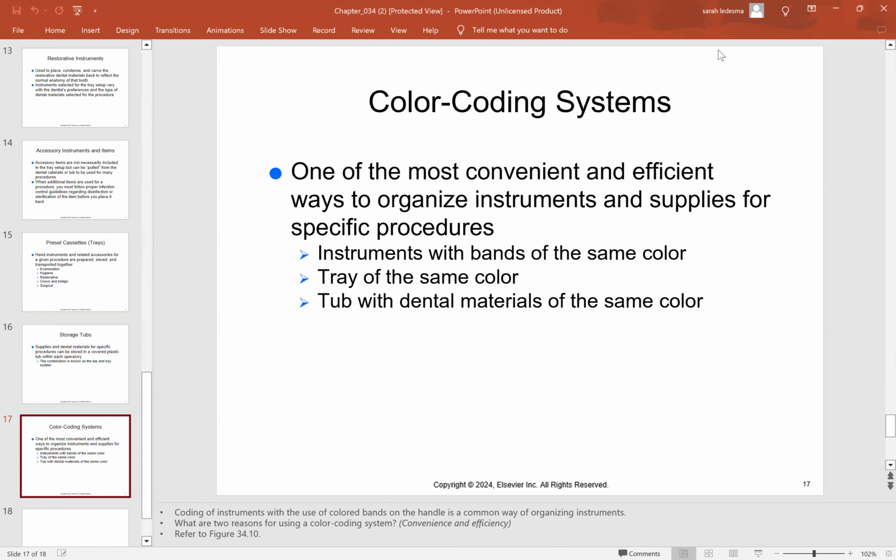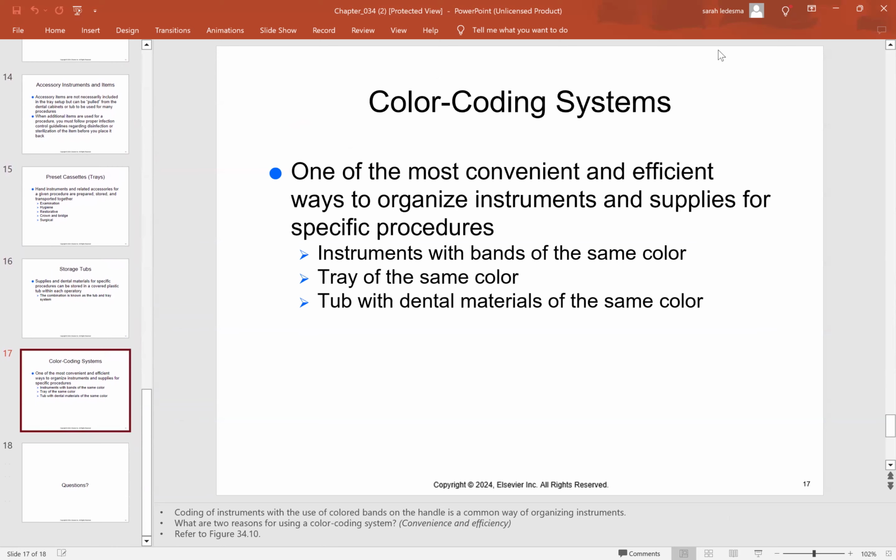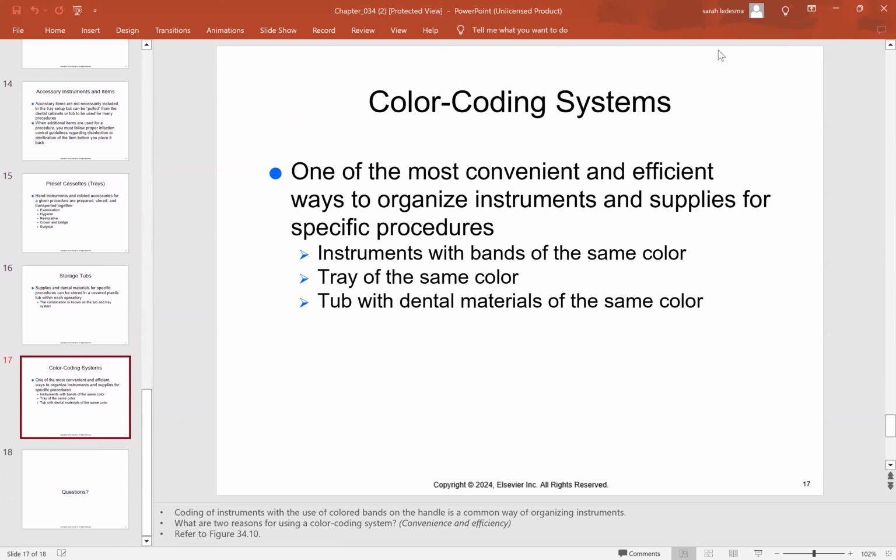We also have color coding systems. This is one of the most convenient and efficient ways to organize instruments and supplies for specific procedures. We would use bands of the same color to separate instruments by procedure type. We would use a tray of the same color and a tub with dental materials being the same color.